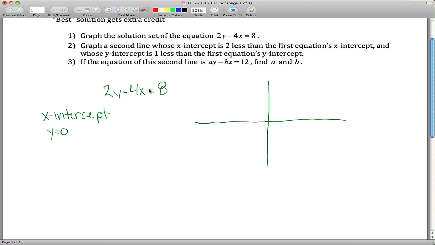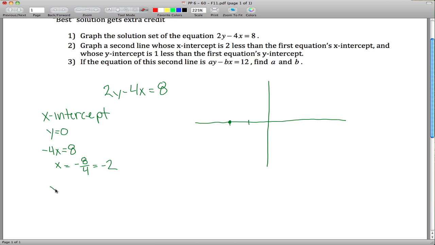And if y equals 0 up here, our problem reduces to just negative 4x equals 8. Right, 2 times 0 is just 0. So negative 4x equals 8. If you divide both sides by negative 4, you get x equals negative 8/4, which is just negative 2. So what that tells us is that our x-intercept is over here at negative 2.